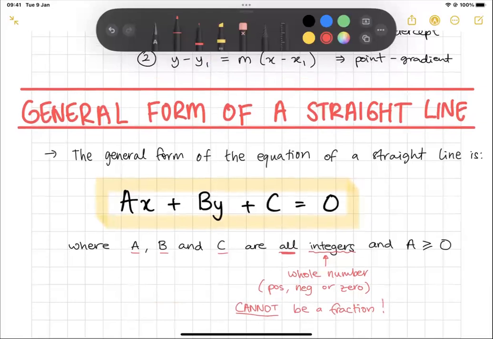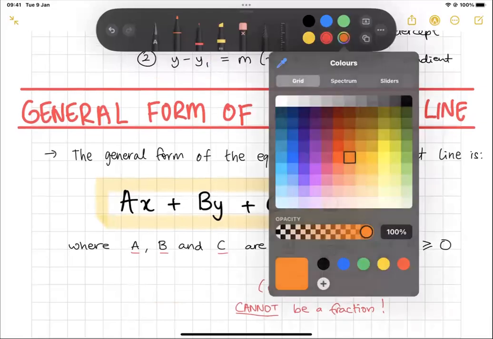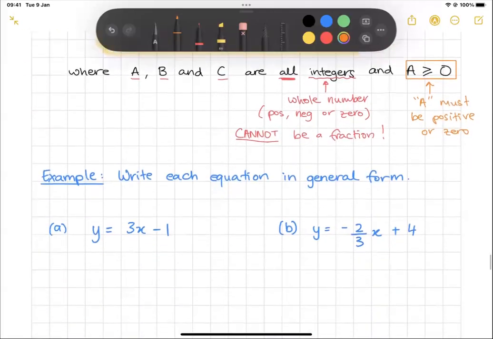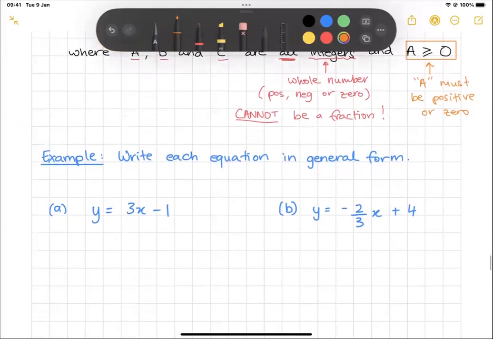That's the first condition. The second condition is the following. Capital A must always be positive. It cannot be a negative number. It must be greater than or equal to 0. So it can be 0, but it can never be lower than 0. So I'm just going to say A must be positive or 0. Two conditions need to be met for this one. It's very important that you ensure that those two conditions are met.